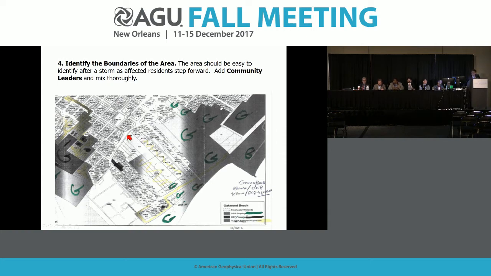And then right here with the map that we used, this is the area that we decided on, this section, which is the Fox Beach section of Oakwood Beach. And this map, I thought I would show you, is the actual map that we used.